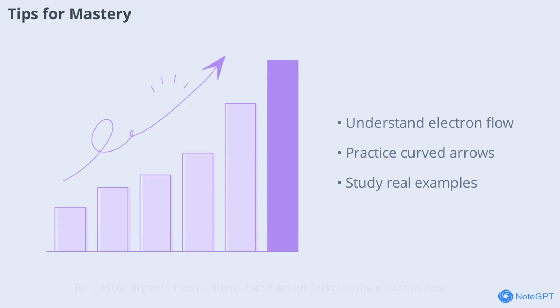To master organic mechanisms, focus on understanding electron flow, practice drawing curved arrows, and study real examples. Work through problems step by step and don't hesitate to revisit challenging concepts. Over time, you'll develop intuition for predicting mechanisms and outcomes.